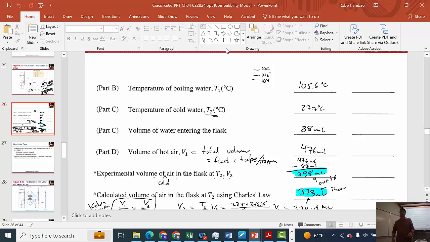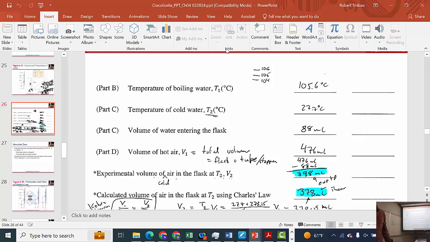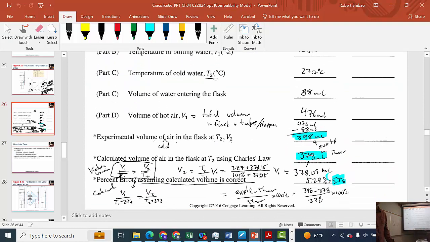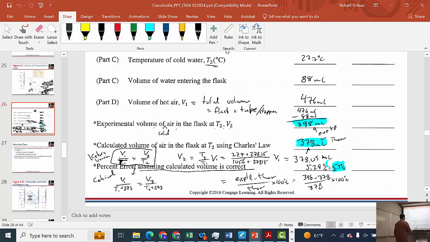What we're going to do is use Charles' law to calculate the theoretical volume of cold air. We're going to use the Kelvin version of Charles' law, which is V1 over T1 is equal to V2 over T2, which is equal to a constant. Then we're going to solve for V2. V2 in this case is going to be the volume of cold air. V1 will be the volume of hot air. Okay, so we're going to rearrange this equation and solve for V2.